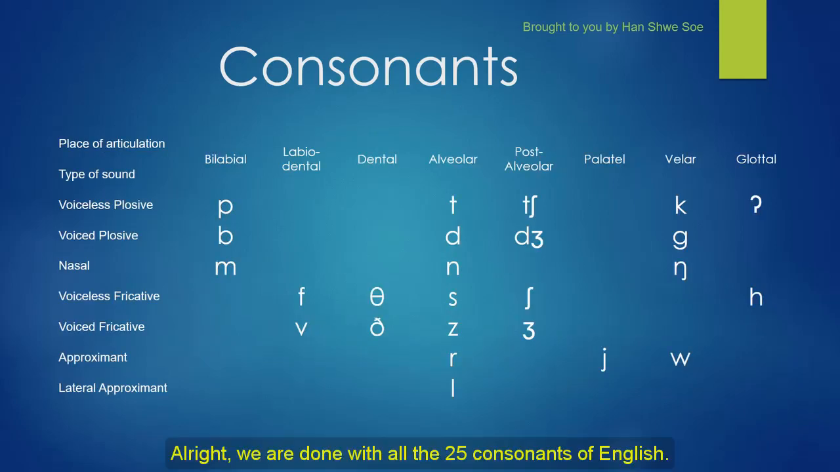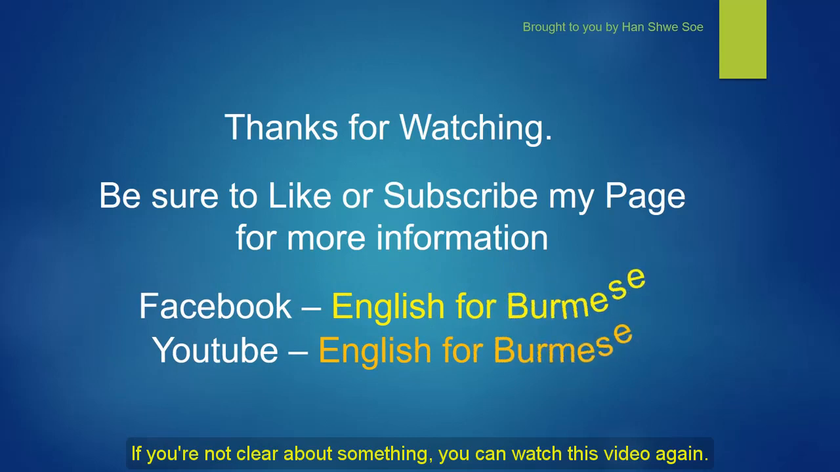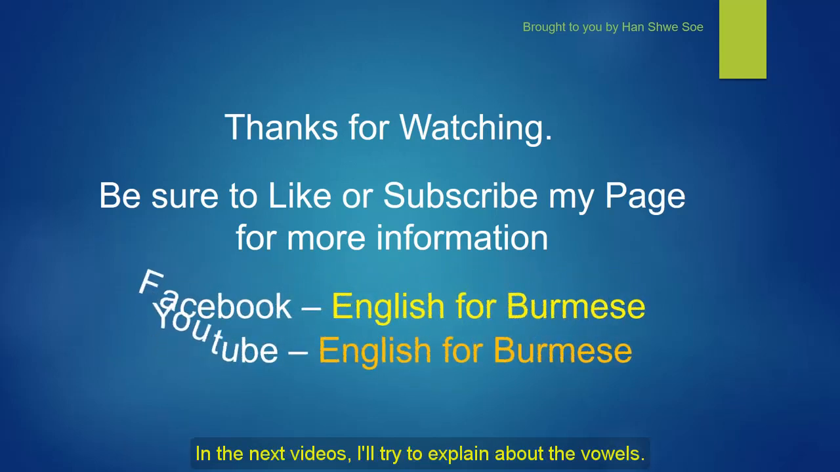Alright, we're done with all the 25 consonants of English. If you're not clear about something, you can watch this video again. In the next videos, I will try to explain about the vowels.